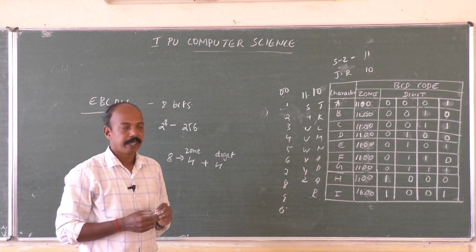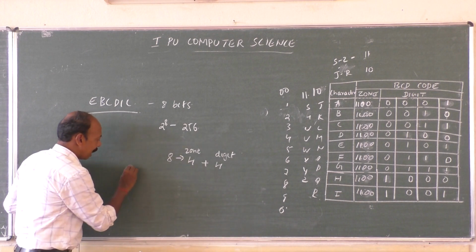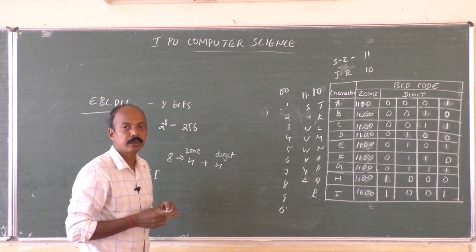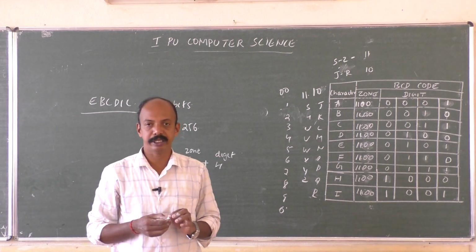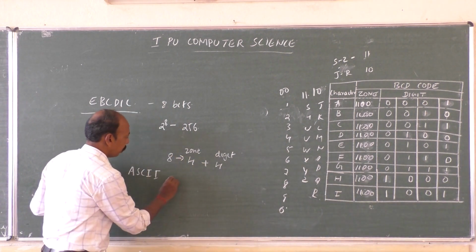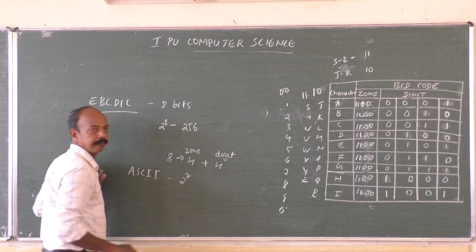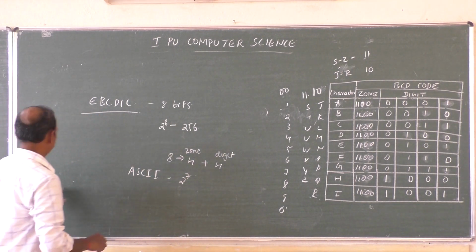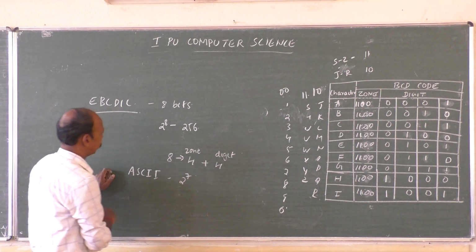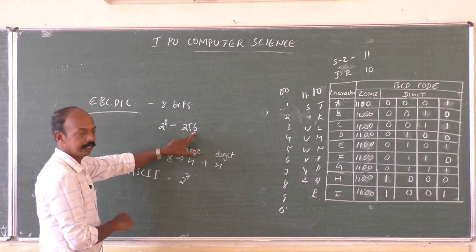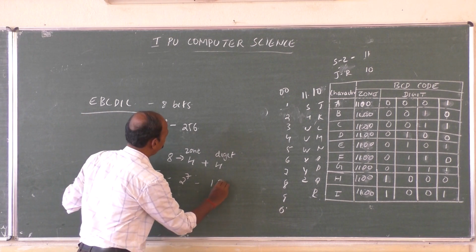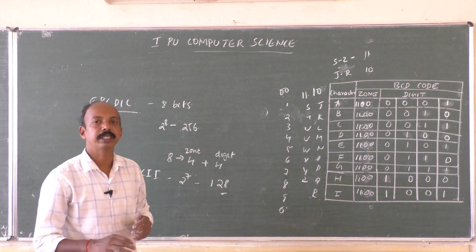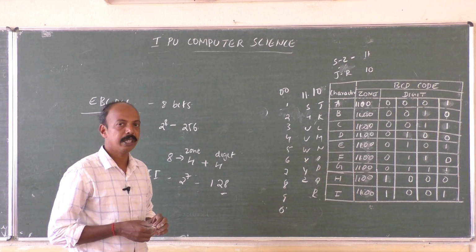Next one, the last one, will be ASCII, American Standard Code for Information Interchange. Here we have 2 to the power 7 combinations. 2 to the power 7 is how much? It is half of 256. So it's possible to have 128 symbols or combinations of zeros and ones for every symbol.